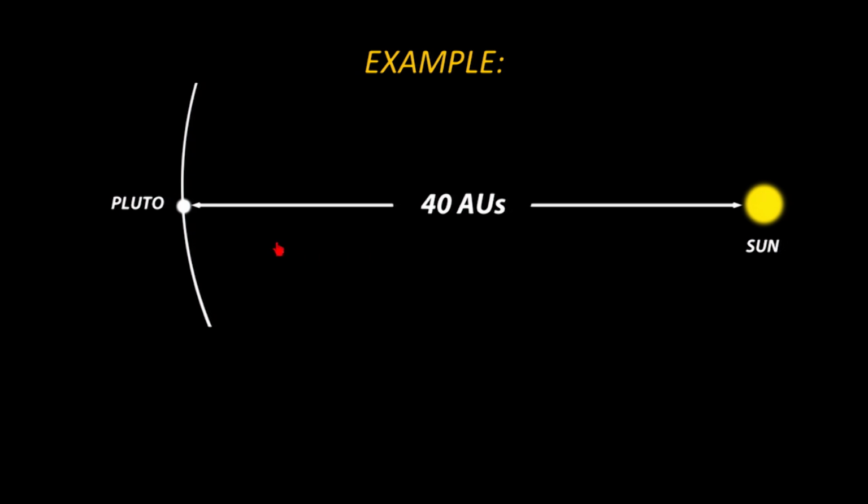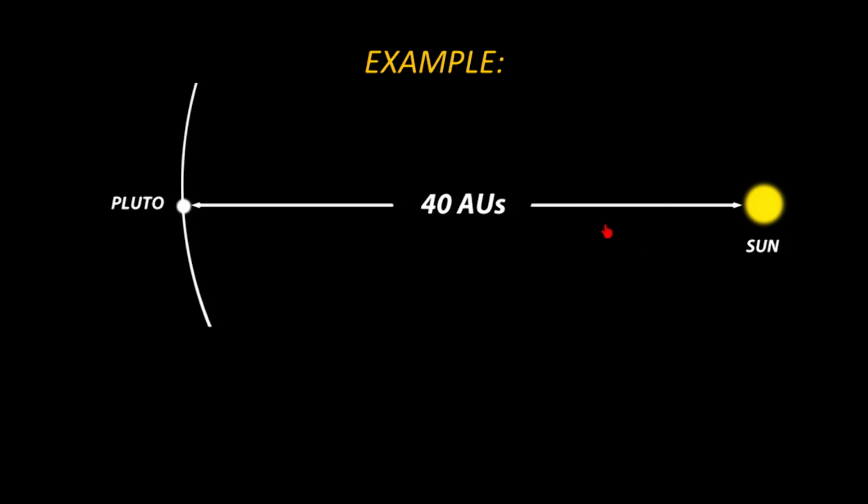Pluto is a dwarf planet in our solar system, and it is beyond Neptune. The distance between the Sun and Pluto is 40 astronomical units. Now think for a moment what an astronomical unit is. This is something we've used on numerous occasions. Remember that 1 astronomical unit is the average distance between the Earth and the Sun.